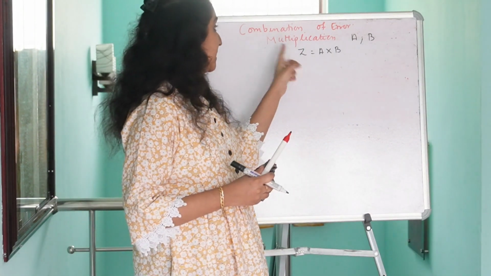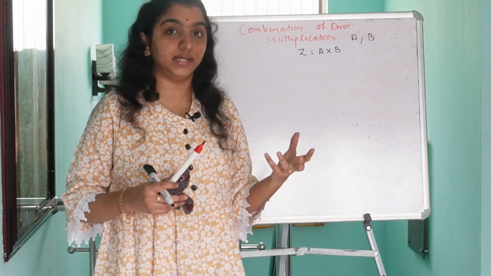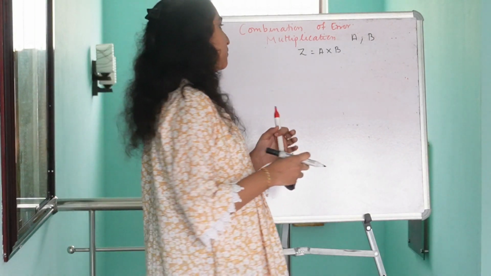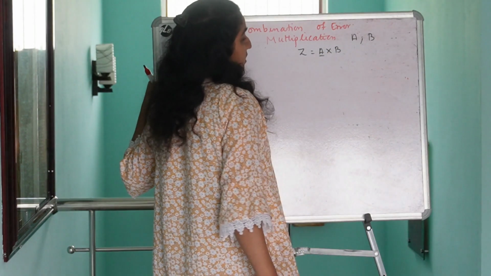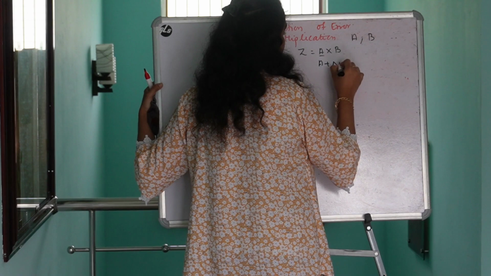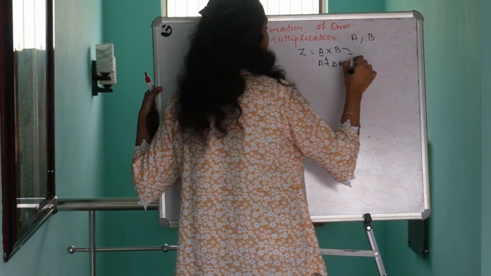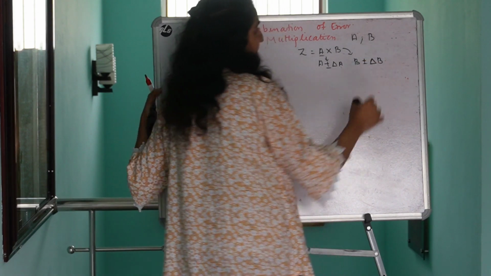Here we are going to find how errors get combined when we multiply two physical quantities. So when I measured the value of A, I got the value as A plus or minus del A. When I measured the value of B, I got the value as B plus or minus del B. Is it clear?